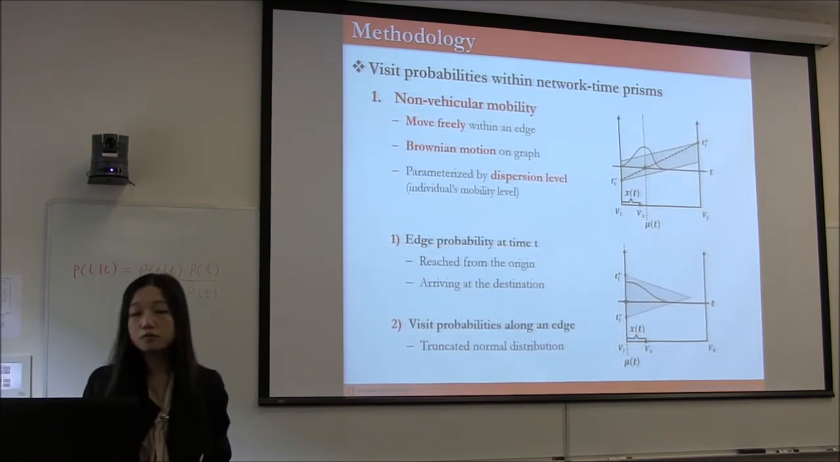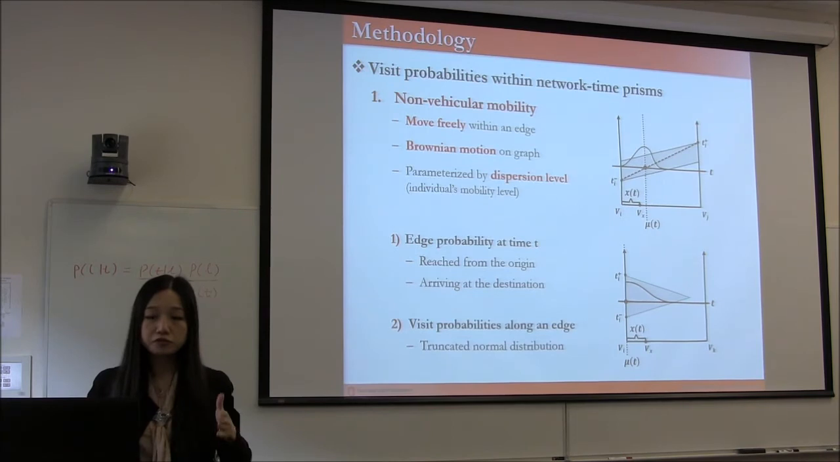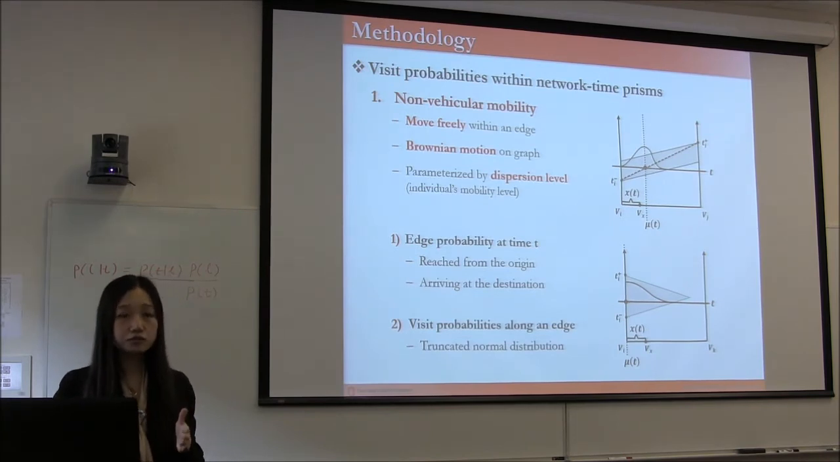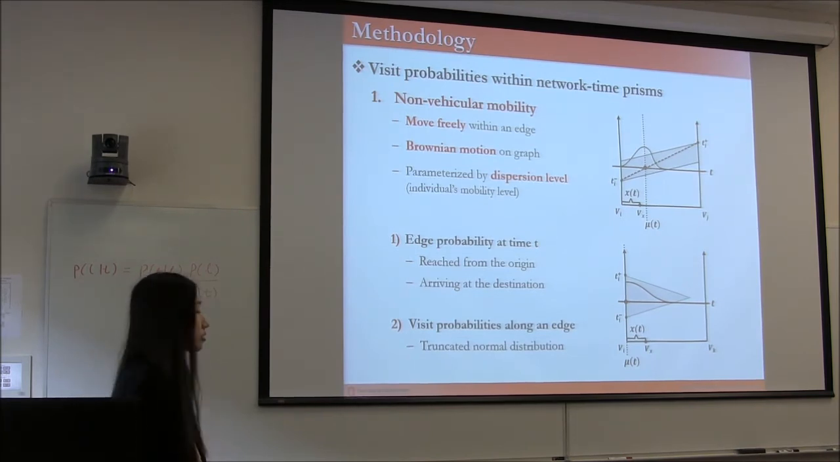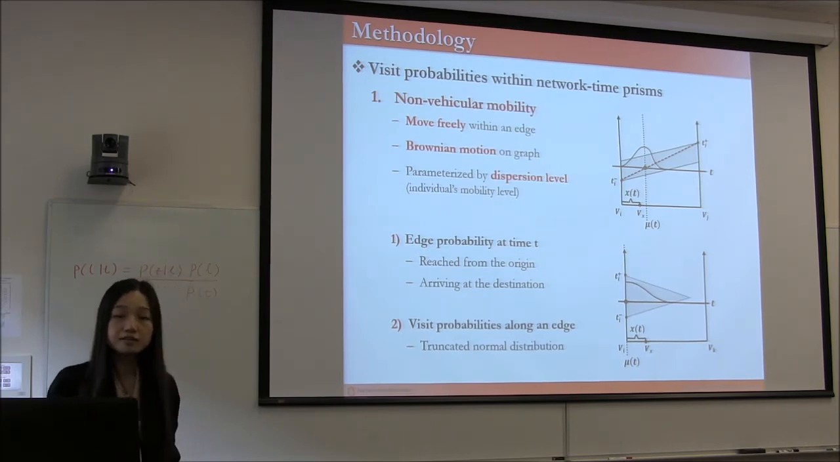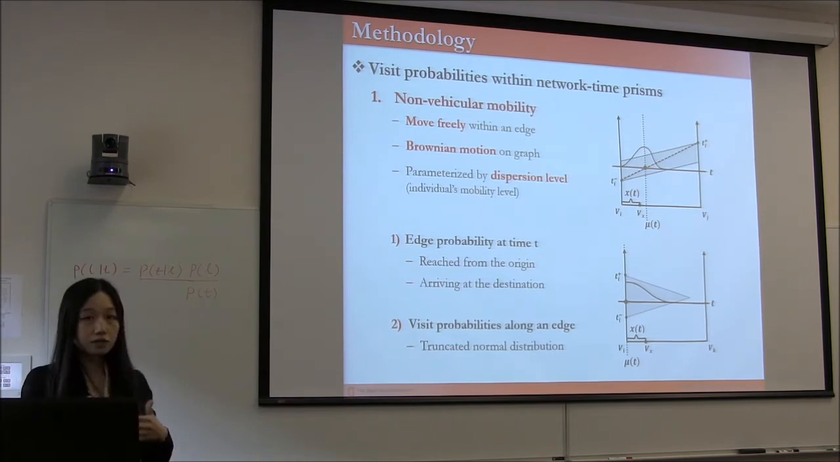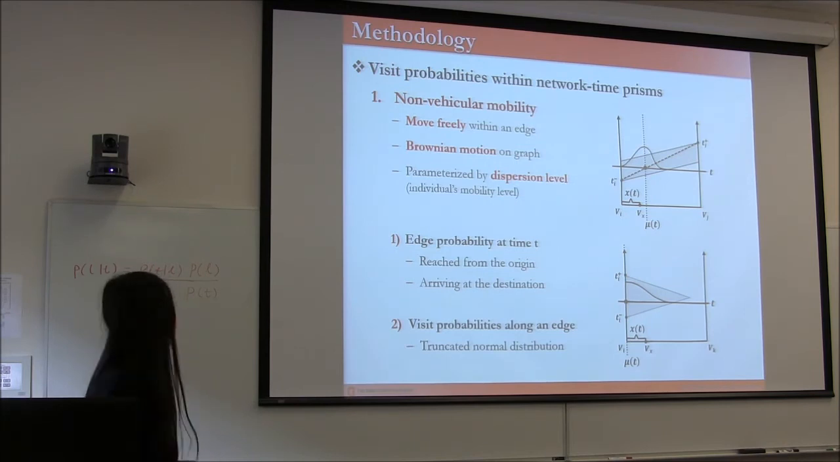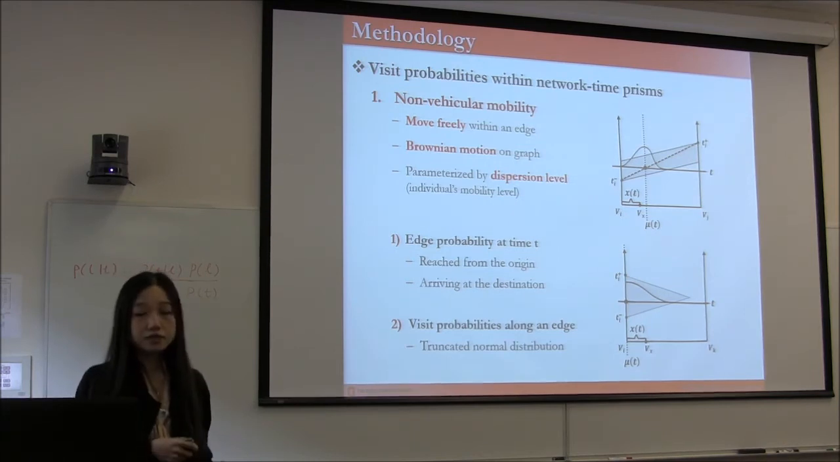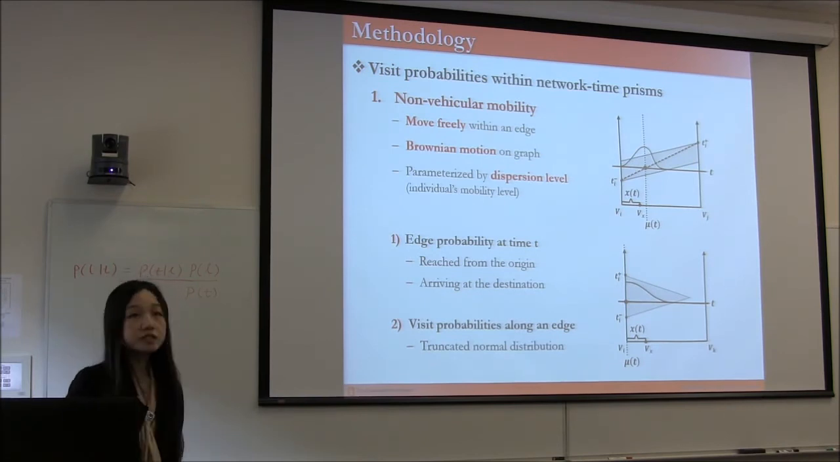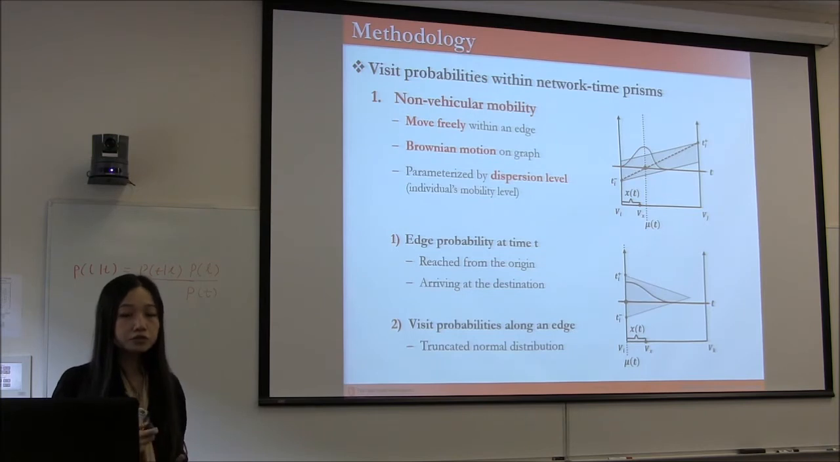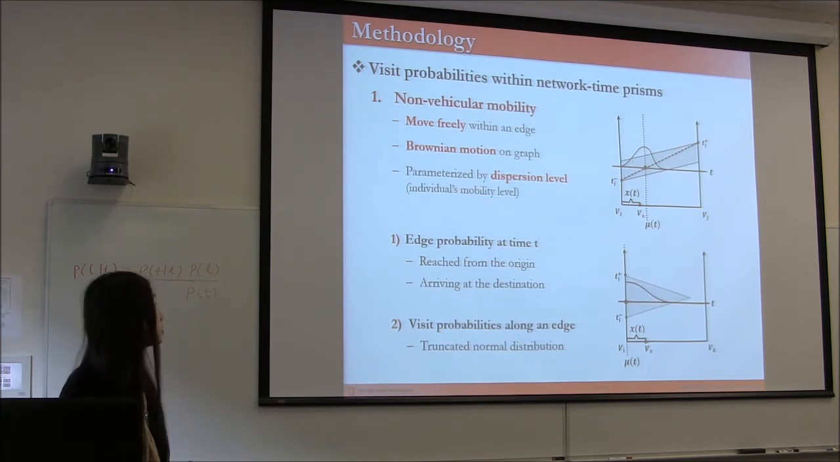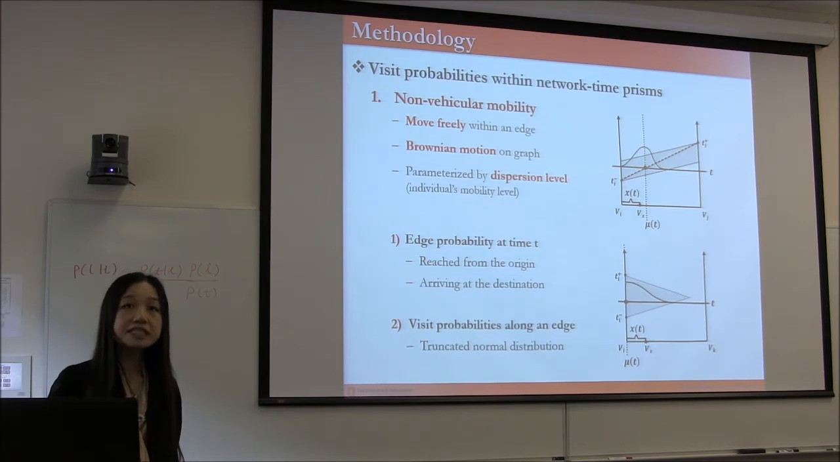For non-vehicular mobility, people can move freely within an edge, which means I can go here and then turn around and decide, okay, I'm going to go back. Individual walking belongs to this type of movement. We use Brownian motion on graph theory to model this movement, and introduce a dispersion parameter to reflect the individual mobility level.